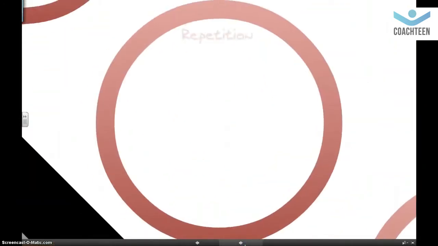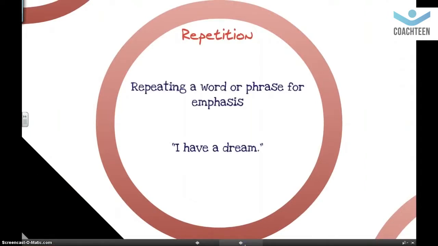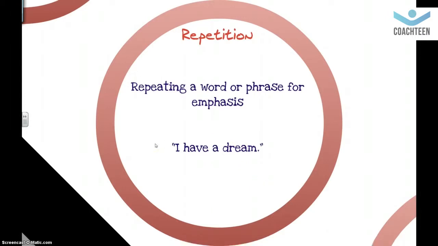Our next one is repetition. So this is pretty easy. You repeat a word or phrase for emphasis. So this is like in the I Have a Dream speech. I have a dream was said over and over there, which made it so memorable. So we can listen to a clip of that as well.